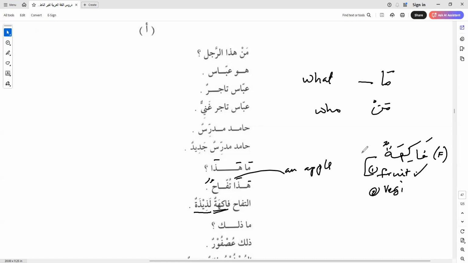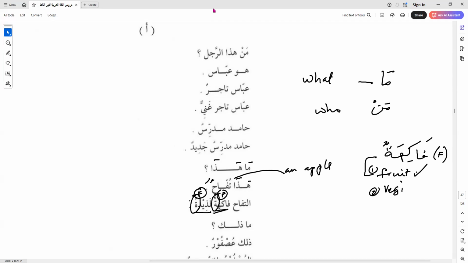So the adjective must match. There must be an accord. So the adjective and the noun must be in agreement. فاكهة لذيذة. Feminine. So if the noun is feminine, the adjective must be feminine. If the noun is masculine, the adjective must be masculine. That is the rule in اللغة العربية, in the Arabic language.